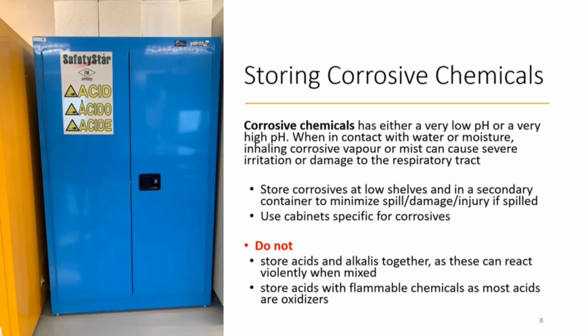Next, storing corrosive chemicals. Corrosive chemicals have either a very low pH, for example, strong acids, or a very high pH, for instance, strong alkalines. When in contact with water or moisture, inhaling the corrosive vapor or mist can cause severe irritation or damage to the respiratory tract. Hence, we should store them in the designated corrosive cabinets.